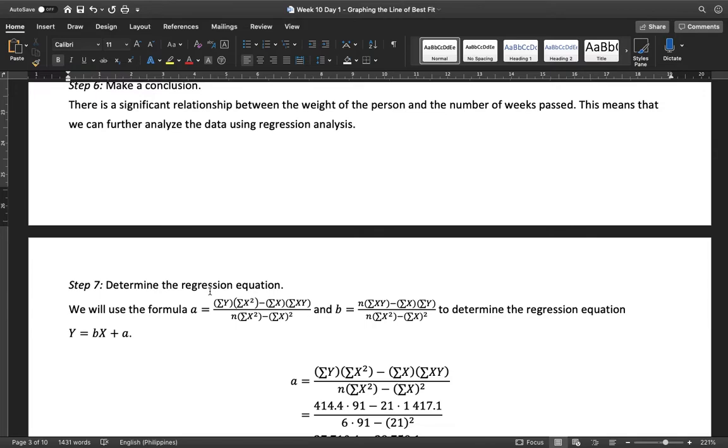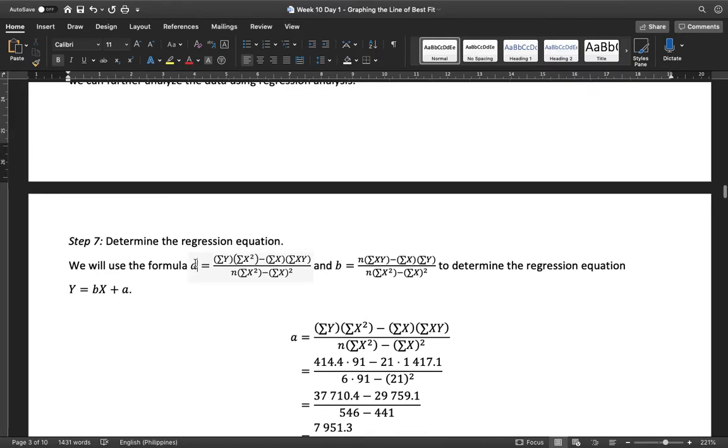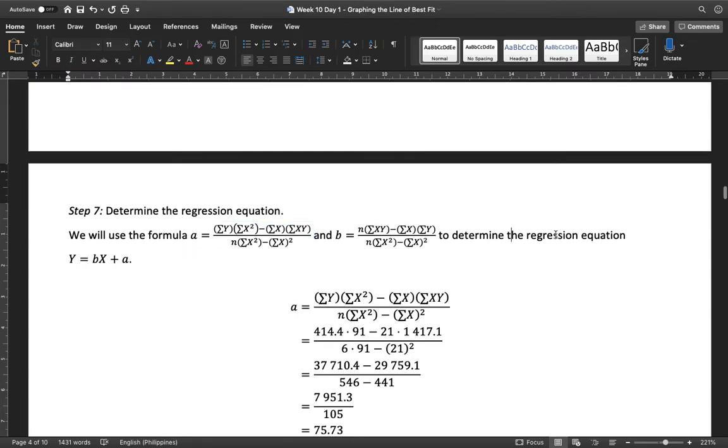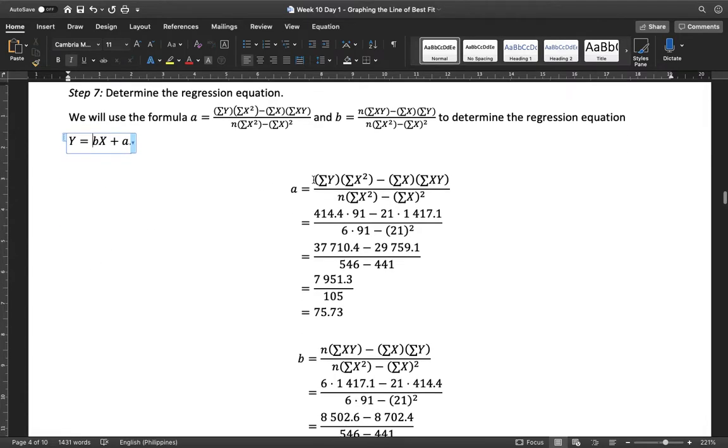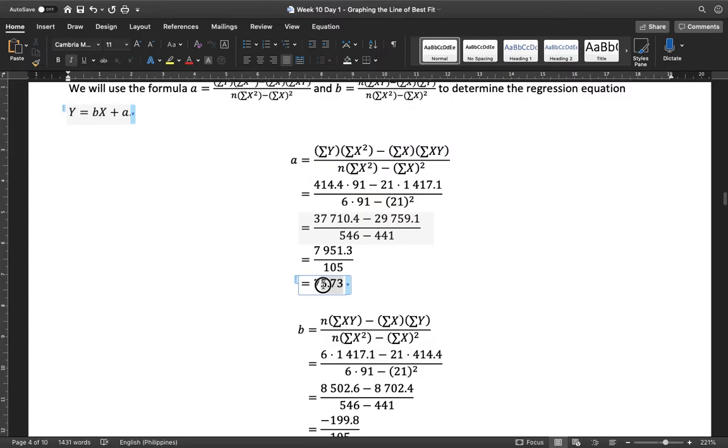Medyo mahaba, ano? So, formula natin, here's for A and here's for B. So, kailangan natin yan to determine the regression equation y equals bx plus A. So, for A, substitute mo lang summation of y times summation of x squared minus summation of x times summation of xy all over n times summation of x squared minus the square summation of x. Substitute the given values, we get A equals 75.73.